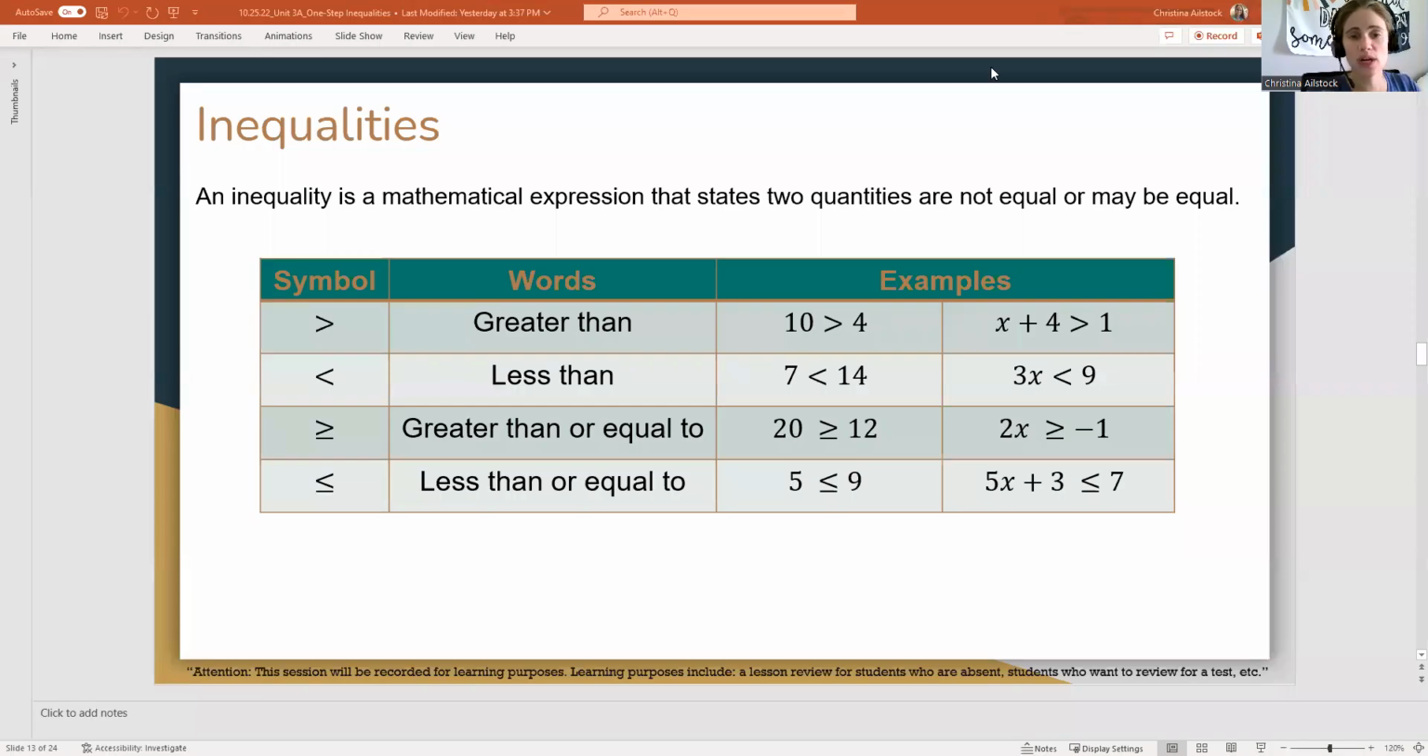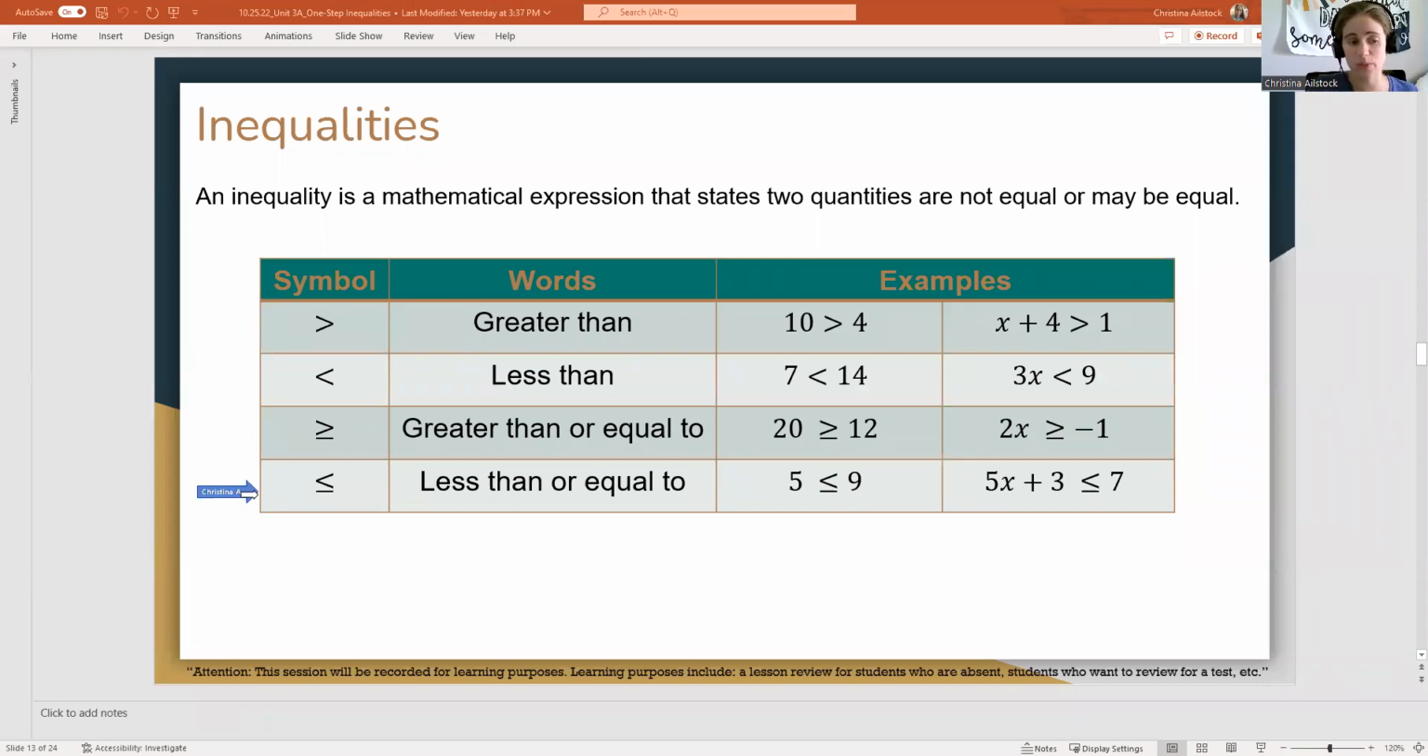All right, now that we reviewed one-step equations, we're going to transition into inequalities. Remember that inequalities are a mathematical expression that is saying, all right, instead of these two sides being equal, they may or may not be equal. They could be greater than, they could be less than, greater than or equal to, or less than or equal to. Those are our 4 inequality symbols.